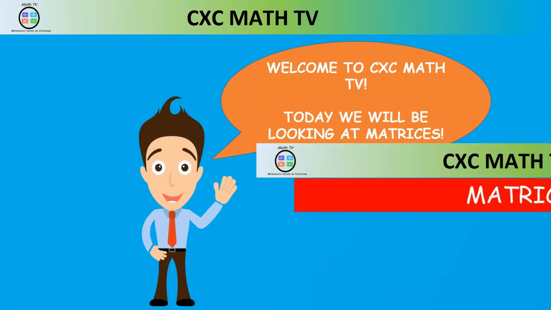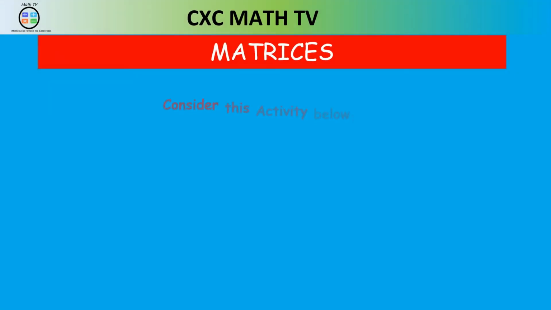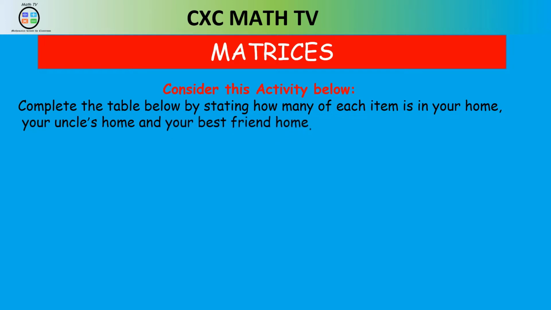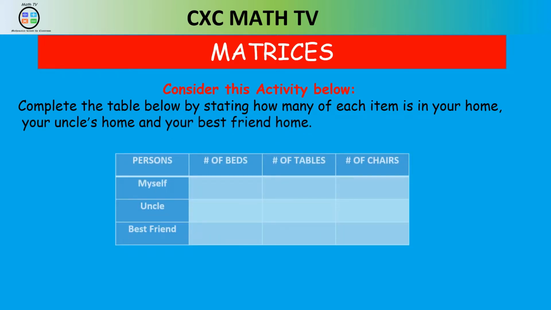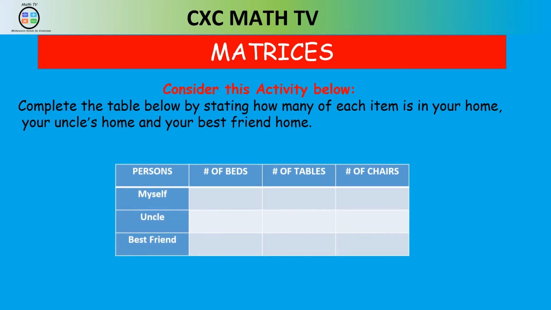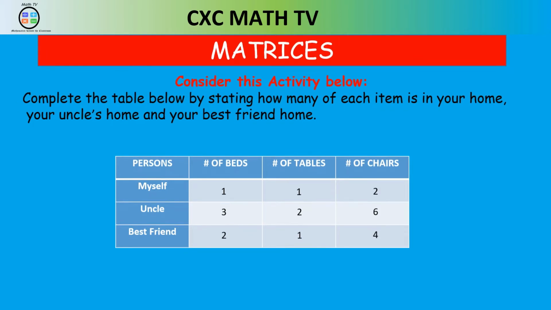Nice. So consider this activity below. Complete the table by stating how many of each item is in your home, your uncle's home, and your best friend's home. So pause the video and complete that table. For me, I have one bed, one table, and two chairs in my home. My uncle has 3 beds, 2 tables, and 6 chairs. My best friend has 2 beds, 1 table, and 4 chairs.